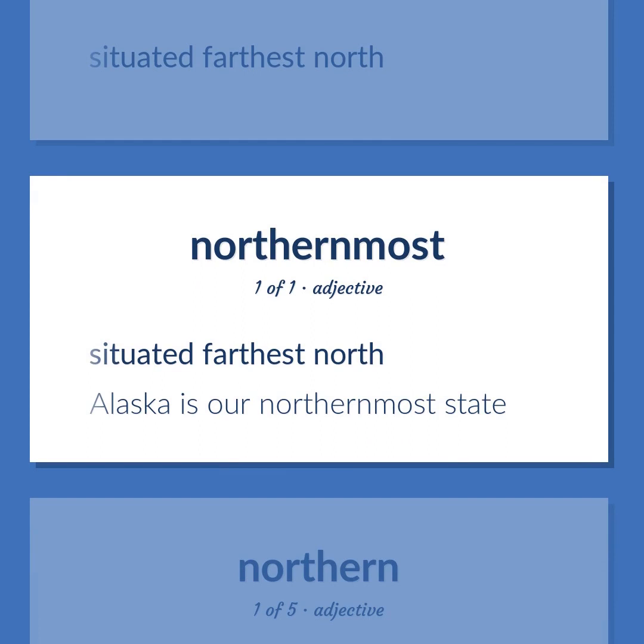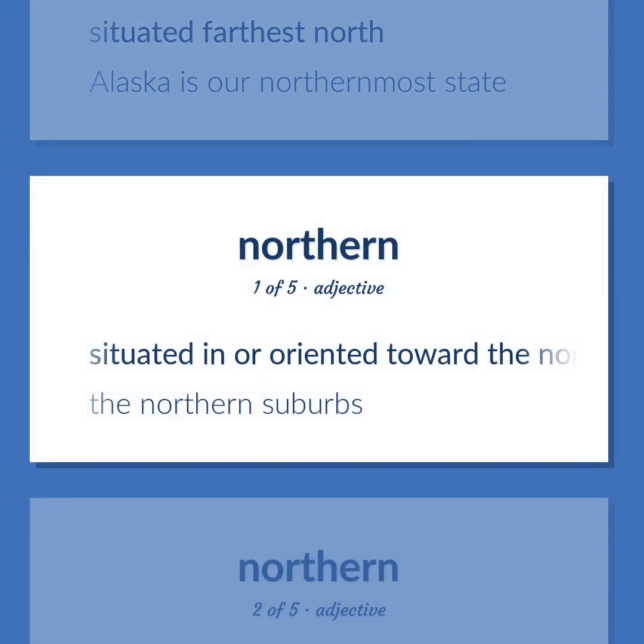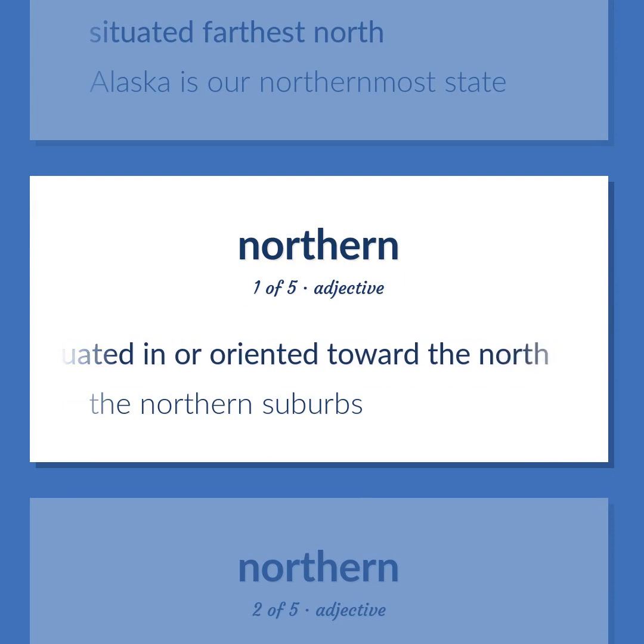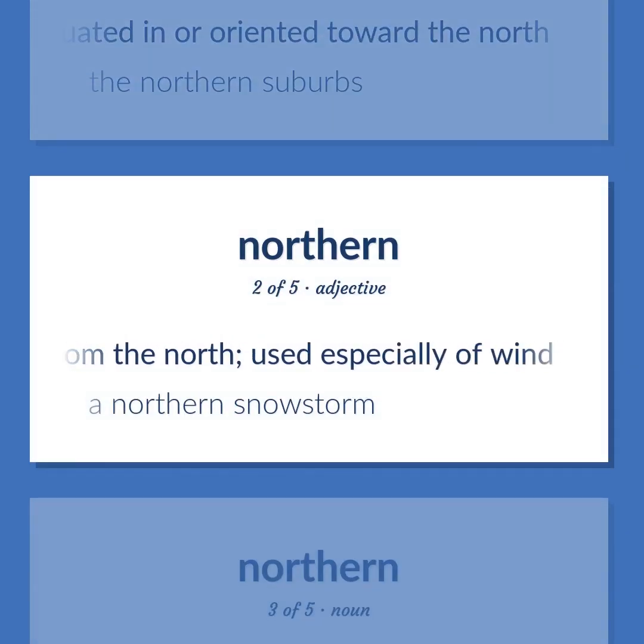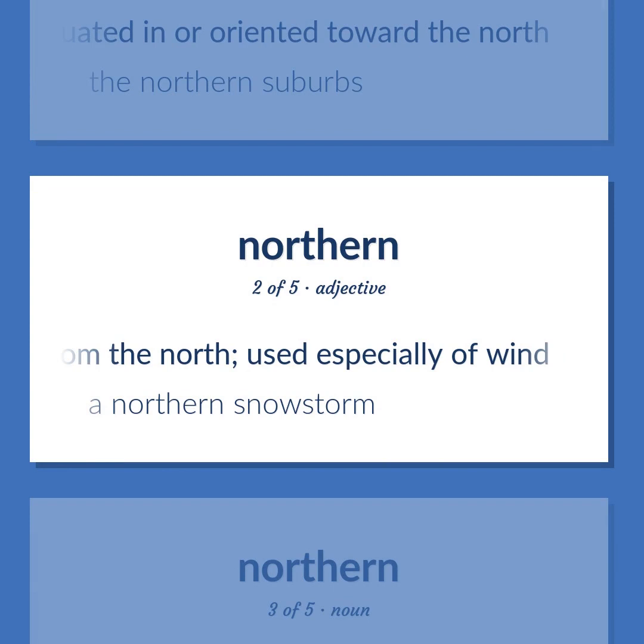Alaska is our northernmost state. Situated in or oriented toward the north. The northern suburbs. Coming from the north, used especially of wind. A northern snowstorm.